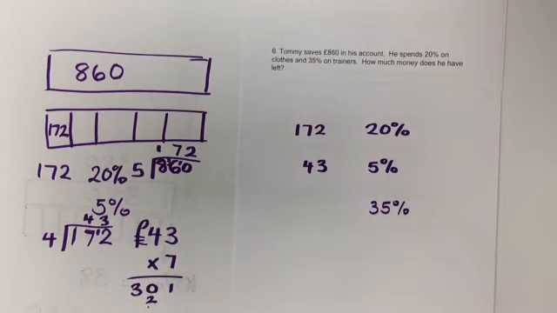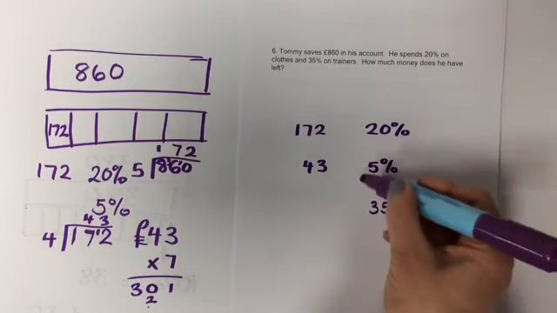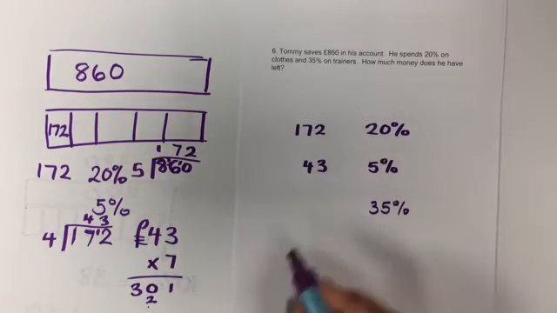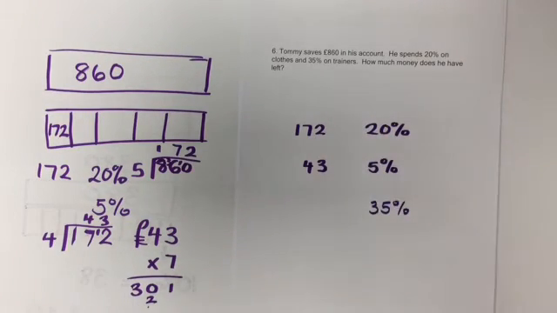Or I could go the other way. Let's see if it gets to the same answer. I could think, well, 35 is 5% less than 40. And I already know 20%. So if I double that for 40% and take the 5% off, let's see if it gets to the same answer. If it does, we've done it right.